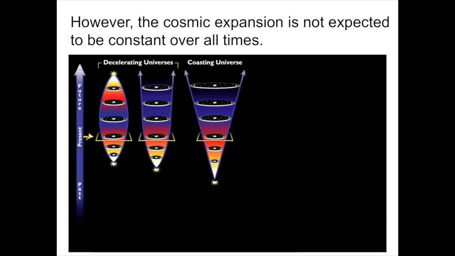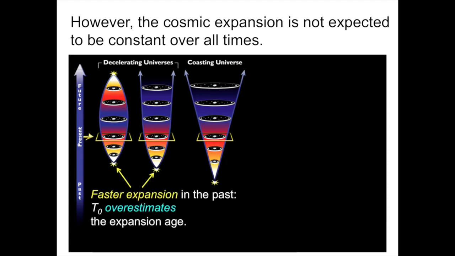We define the Hubble time in terms of the assumption that the cosmic expansion rate is constant. But the cosmic expansion rate is not expected to be constant over all times, and indeed could be faster or slower in the past. For example, if the expansion of the universe were faster in the past, then the Hubble time T0 will be an overestimate of the expansion age. If the Hubble time is about 14.4 billion years, but the universe was expanding faster, then it will have taken less time for the universe to have gotten to the galaxies to the distances and speeds we see.